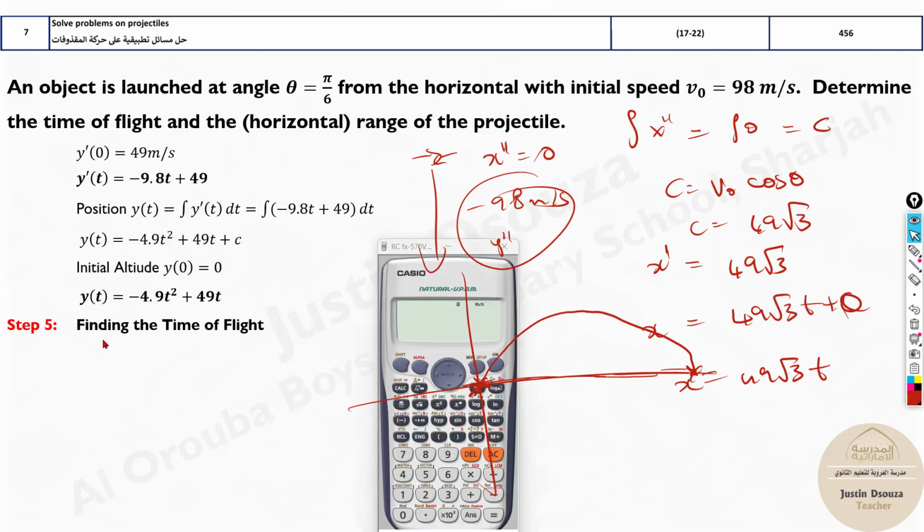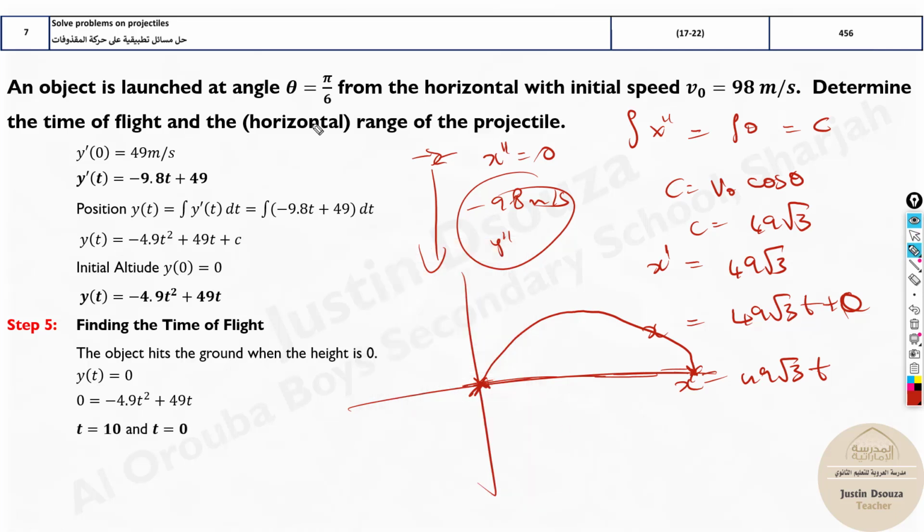Let's take our calculators. Finding the time of flight: as I just explained, the object hits the ground when the height is 0, isn't it? So we just substitute this as 0. It's a quadratic equation now. Mode, 5, and 3. Substitute the coefficients. It's minus 4.9, and then we have 49 t, and there is no constant term. It's 0. So what are the answers? 10 and 0. So t is 10 and 0. This means 0 is the initial height, because we launch it from 0 and it will fall down after 10 seconds. So the time it takes to land, or the time of flight, is basically 10 seconds.